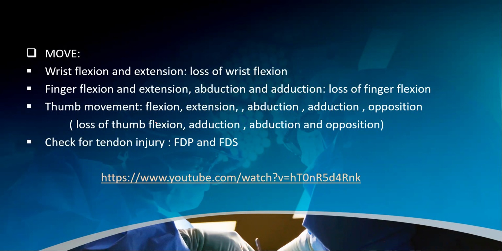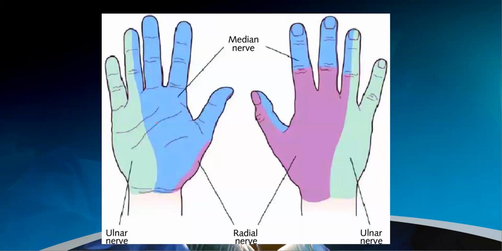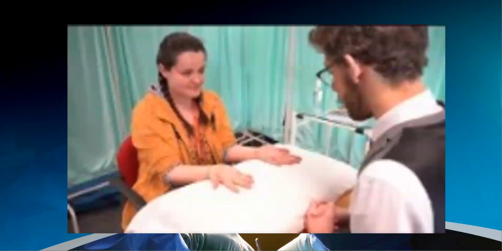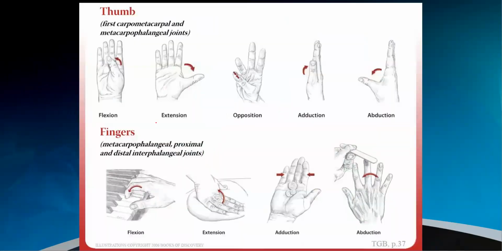The next movement is the thumb. The thumb has 5 movements: flexion, extension, abduction, adduction, and opposition. When you do this, you just show the medical student how to do that. So these are the 5 movements of the thumb. This is thumb flexion. You move your thumb across the palm and then move it away from the palm, that's extension. In opposition, you touch the thumb to the little finger.